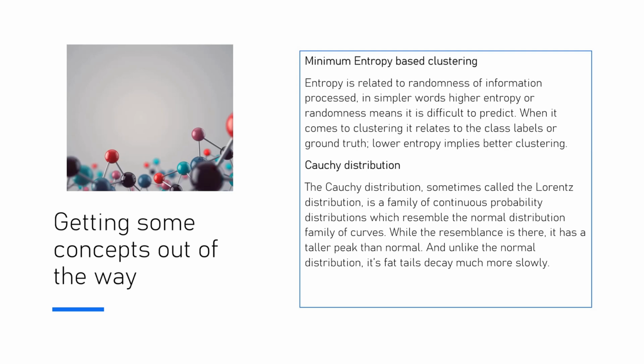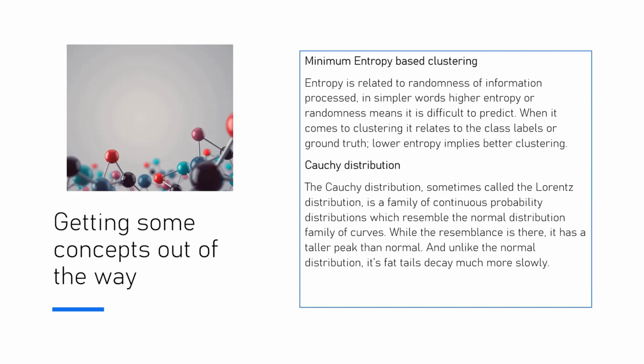One is the minimum entropy based clustering. Now, entropy, as you understand, is the randomness of information process. We've seen the entropy and the information gain in terms of decision trees, and it's the same thing out here. In simpler words, higher entropy or randomness means difficult to predict. So when it comes to clustering, it relates to class labels. A ground truth or lower entropy implies better clustering.